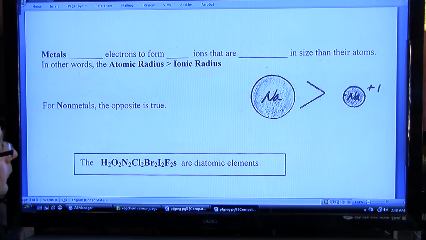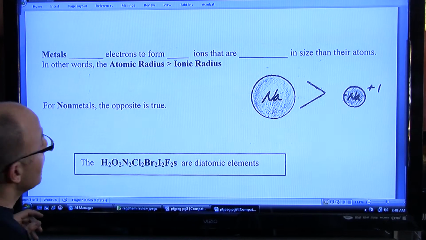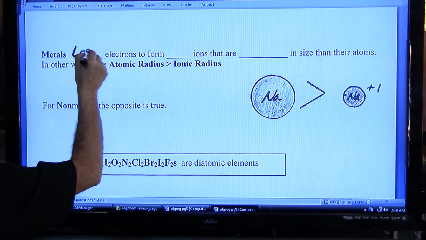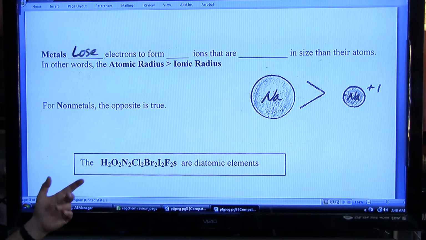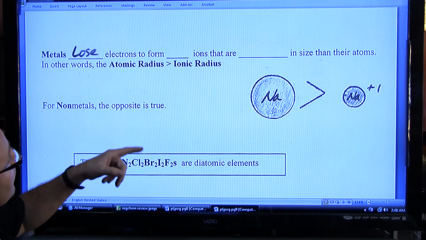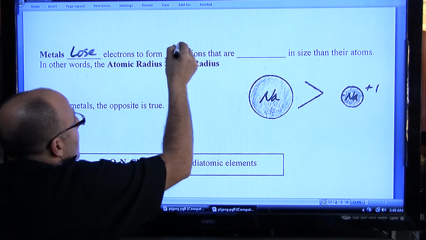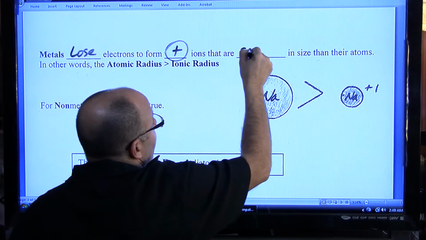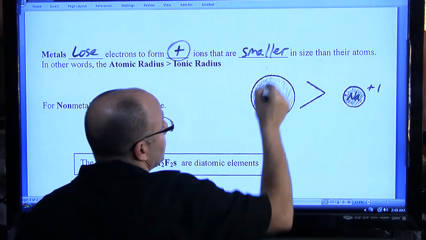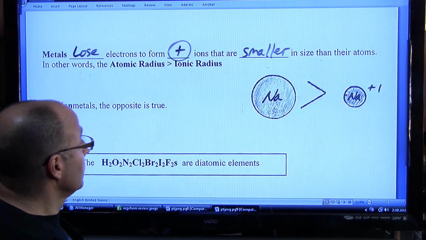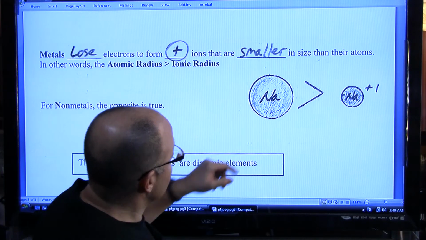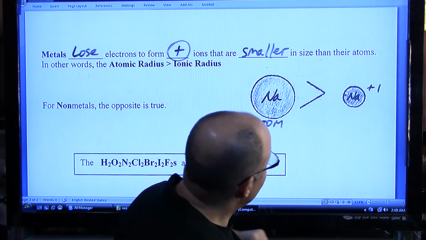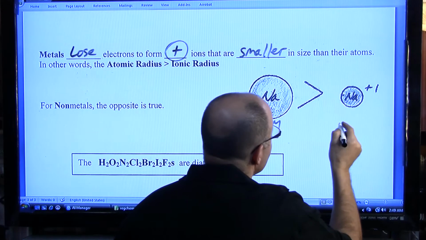Since metals are big atoms, metals lose electrons. They don't hold on to their electrons as tightly compared to nonmetals. So they lose electrons to form positive ions that are smaller in size compared to their atoms. So sodium is our example. Here's a sodium atom. Relatively in size, the sodium ion is smaller.